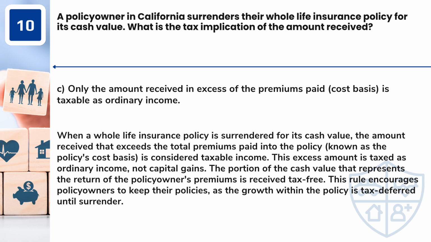When a whole life insurance policy is surrendered for its cash value, the amount received that exceeds the total premiums paid into the policy, known as the policy's cost basis, is considered taxable income. This excess amount is taxed as ordinary income, not capital gains. The portion of the cash value that represents the return of the policy owner's premiums is received tax-free. This rule encourages policy owners to keep their policies, as the growth within the policy is tax-deferred until surrender.